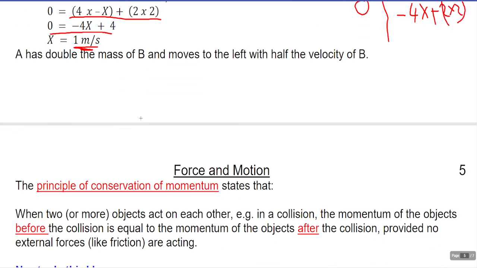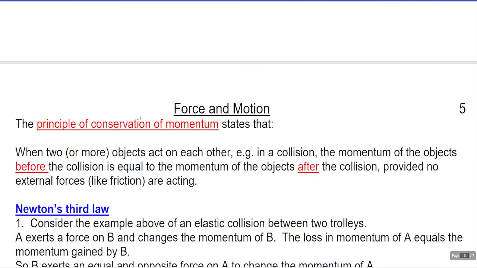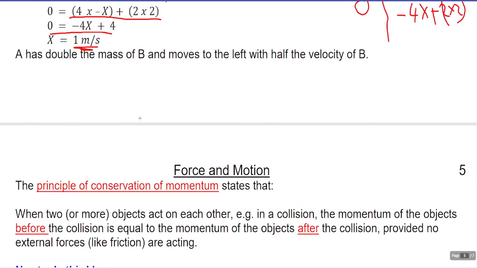Now the principle of conservation of momentum states that when two or more objects act on each other, that is when they interact, e.g. in a collision, the momentum of the objects before the collision is equal to the momentum of the objects after the collision, provided there are no external forces acting on the system. External forces can be frictional force.